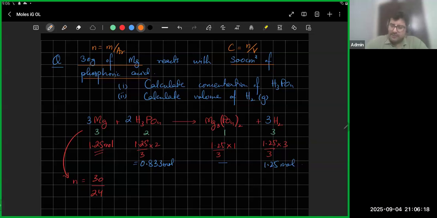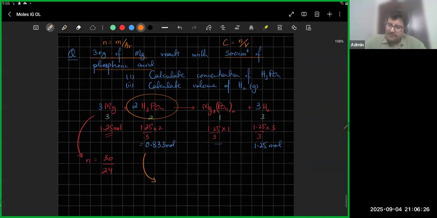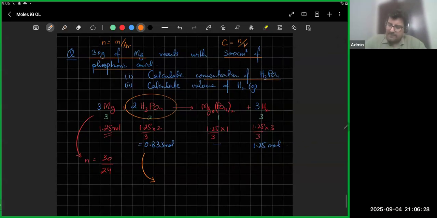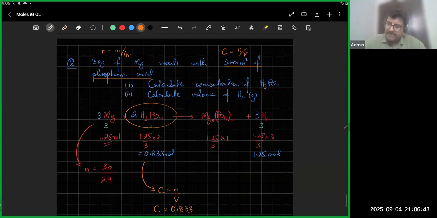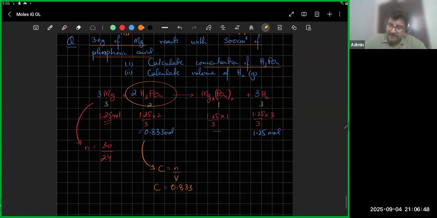He's saying calculate the concentration of phosphoric acid, which is this one. So we have the moles. What is the formula of concentration of phosphoric acid? Concentration is moles over volume. We have the moles, we have the volume as well. The moles are 0.833, and in the question, the volume is given. That's 500 cm cube. In dm cube, that's going to be 0.5.